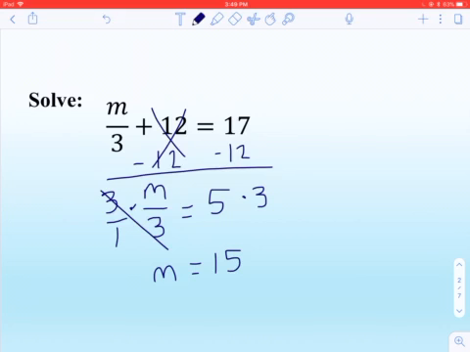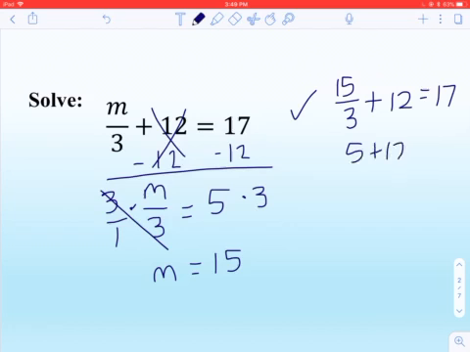So then I want to go and do my check. So my check is I put 15 where I see the m. So 15 divided by 3, and I want to know that plus 12, does it equal 17? 15 divided by 3 is 5. 5 plus 12 equals 17. So I end up with 17 is equal to 17. So that works.